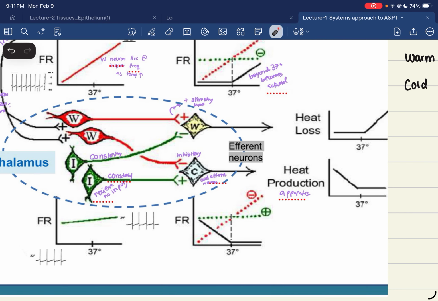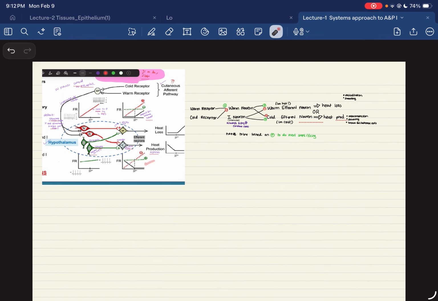And these graphs over here are just describing, honestly, I don't know. I think you can see the green here is firing at a constant rate, right? And the red here is the warm neuron. Once it exceeds the insensitive neuron's rate, then it will start firing. Let me know if you have any questions.